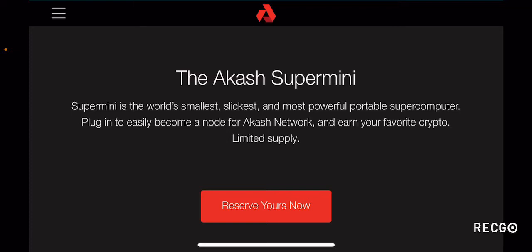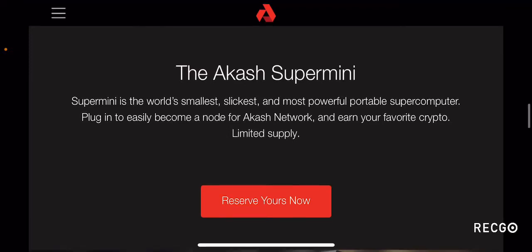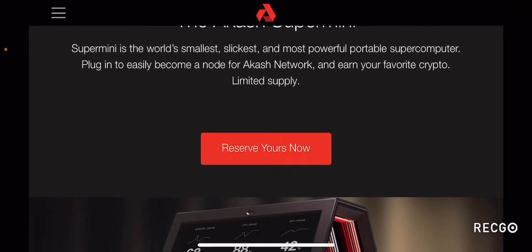And you can basically use their Super Mini as a kind of mining rig, where you can plug it in and power it and earn rewards in the form of AKT tokens. It is known to be one of the smallest, slickest, and most powerful portable supercomputers currently in existence, at least according to their information on the website. Plug in and easily become a node for Akash Network and earn your favorite crypto, limited supply.